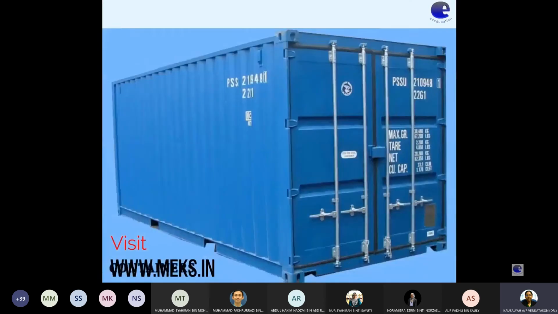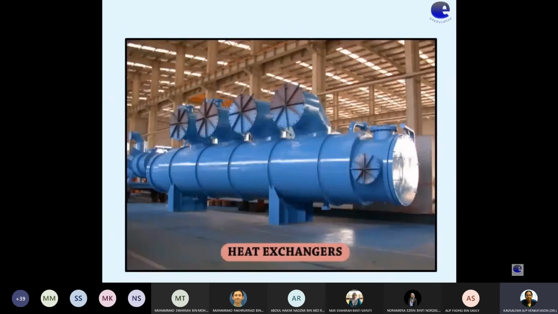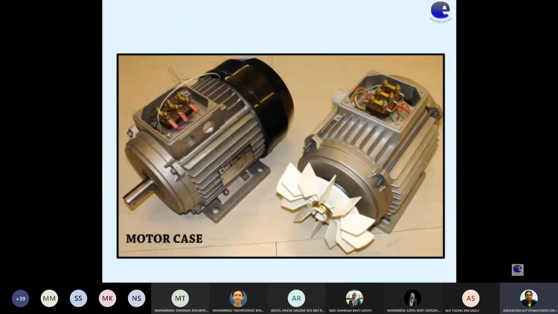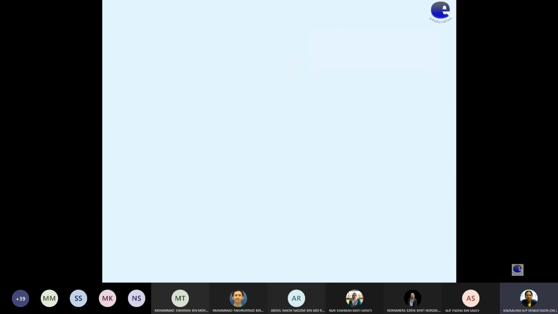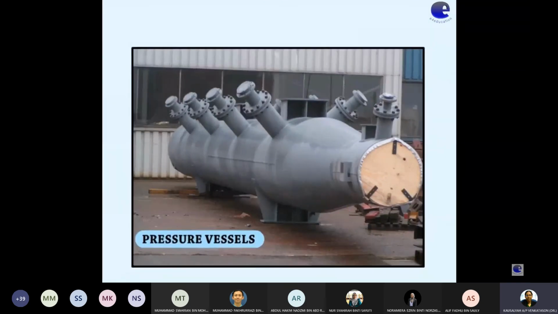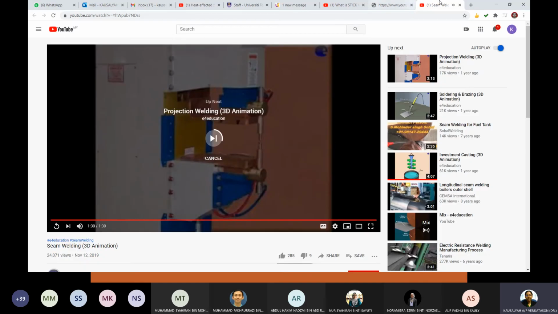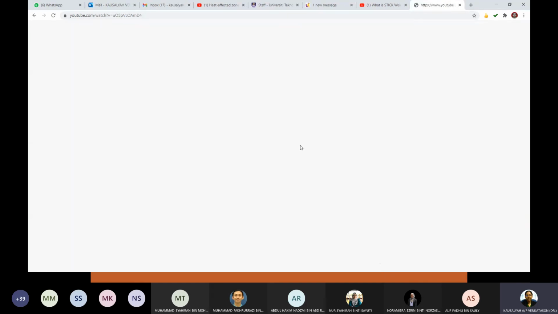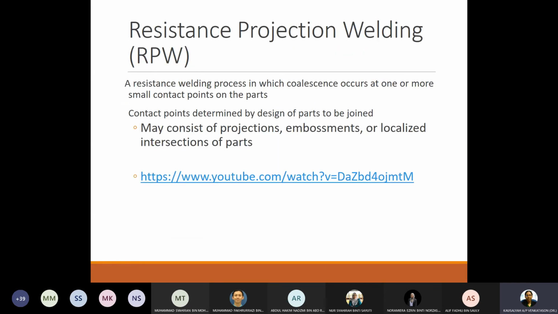So the brewery tank, containers, the exchangers, material components. So these are all examples of resistance seam welding. And then next we have resistance projection welding.